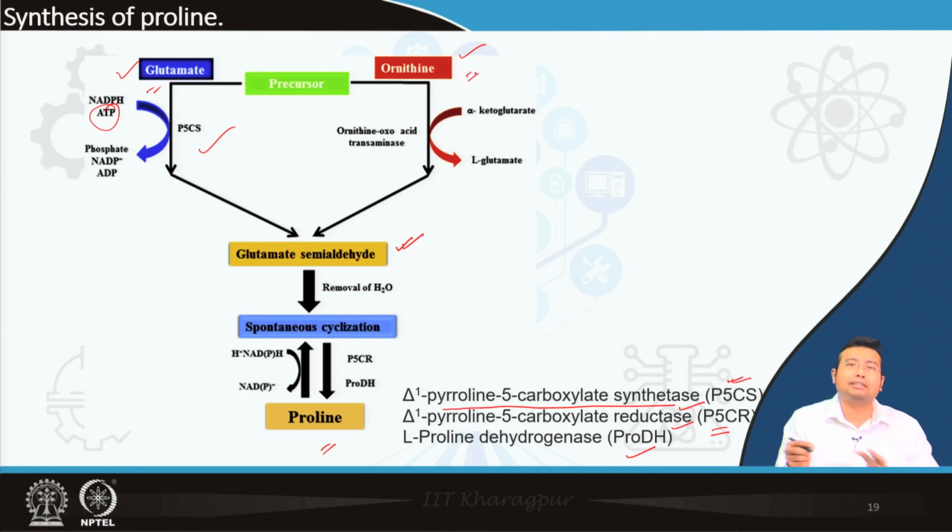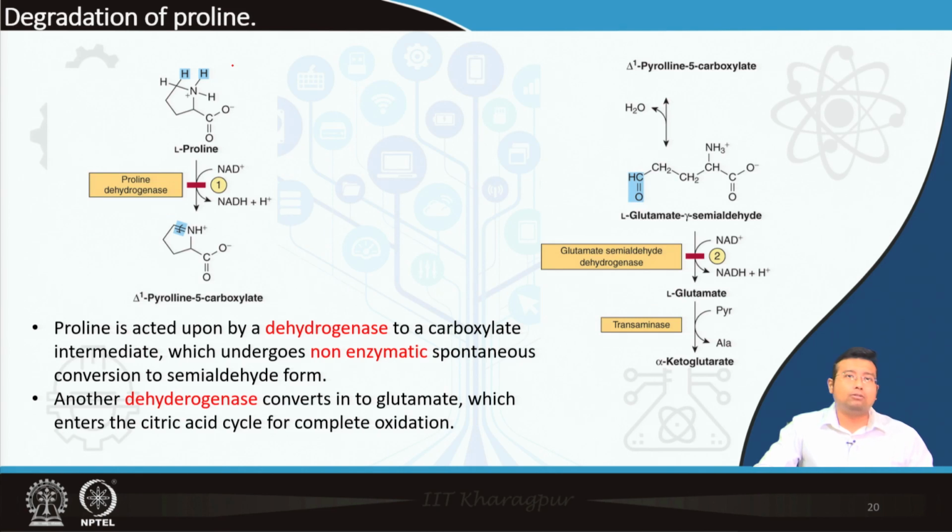So, ornithine is a minor source of proline, glutamate is the most important source, because when proline is degraded, it has a tendency to form glutamate and also ornithine, right. So, as I told you, this is the exact reversal during degradation of proline. So, what happens? The exact reverse steps are happening.